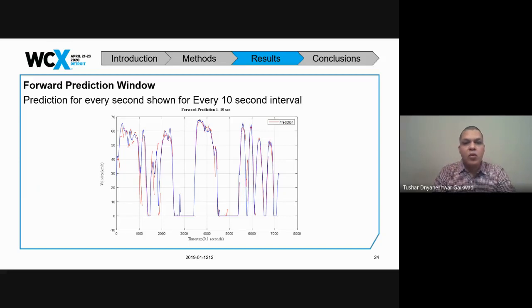So this is what the overall forward prediction looks like. This is also known as a hairy plot. If it shows more hairs, that means it has mispredictions.